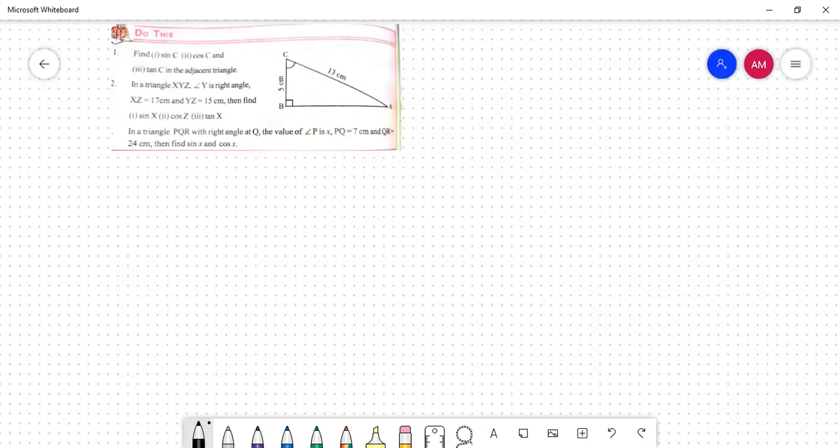Read out. In a triangle XYZ, angle Y is right angle. XZ is equal to 17 centimeters and YZ is equal to 15 centimeters. Then find sin X, cos Z, and tan X. So, see, we have been given a right angle triangle.